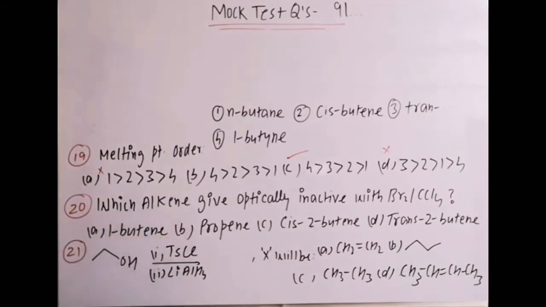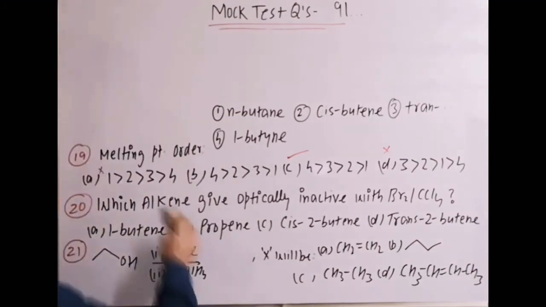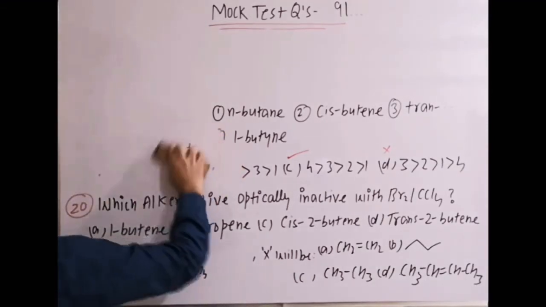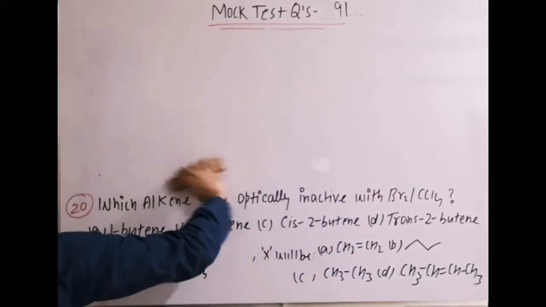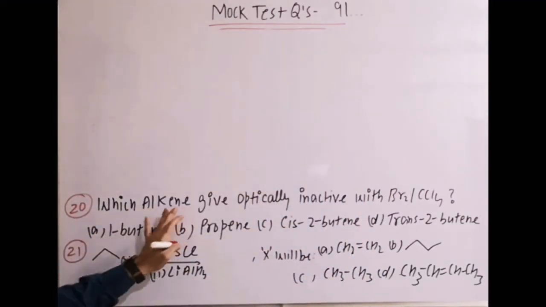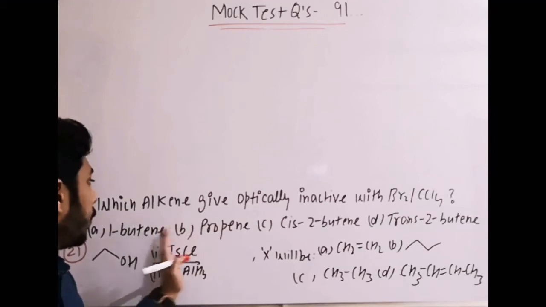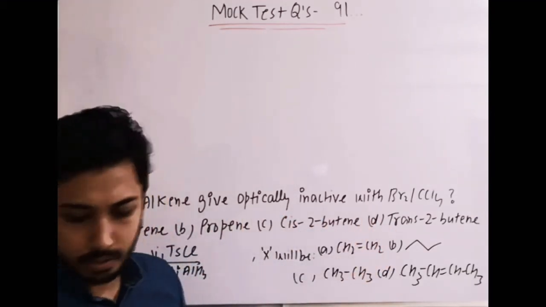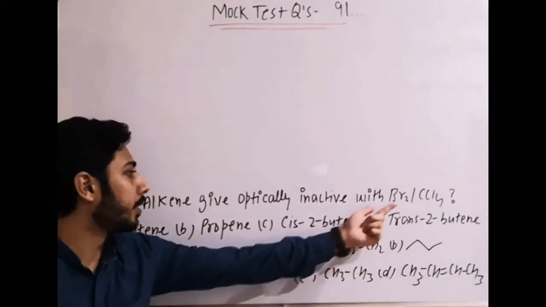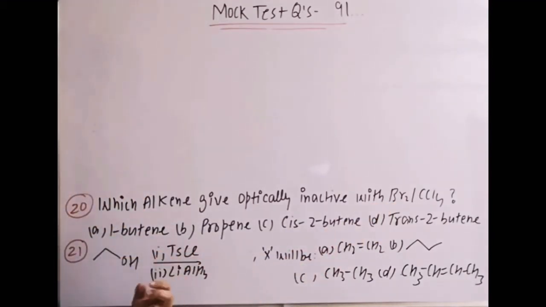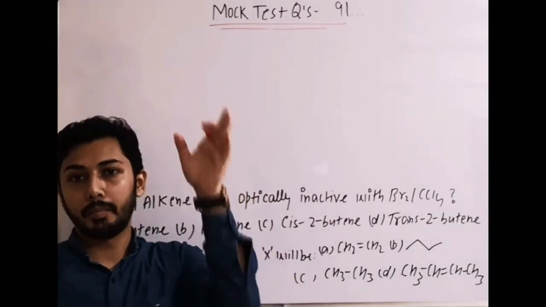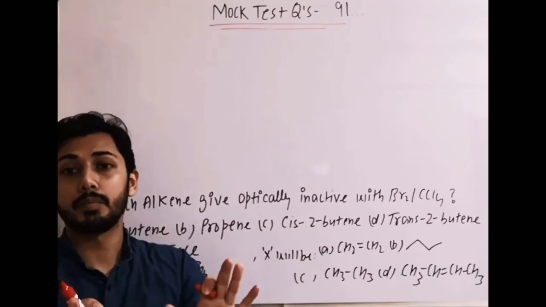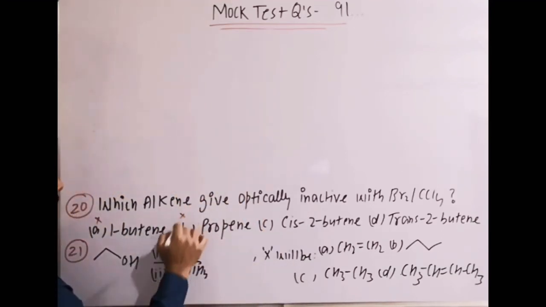Next is, which alkene gives an optically inactive compound with bromination, or Br2 with CCl4? Several times in the assignments you have done this question, so you can easily answer it. Firstly, remember which compounds these are: 1-butene, propene, cis-2-butene and trans-2-butene. We know when we do the bromination, in the first one, 1-butene, you will get a chiral center, optically active, eliminate that option. In propene also you will get one Br in the middle, on the right side also Br, the carbon becomes chiral, so it is optically active, eliminate that option.